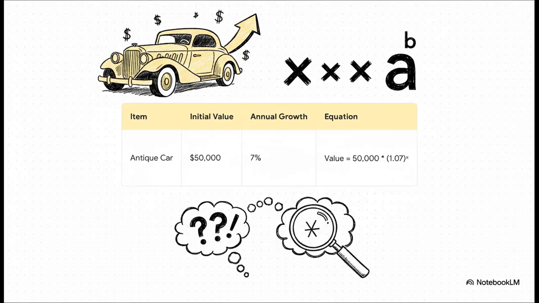And here's how we turn that real-world idea into an actual equation. Let's say a car starts at $50,000. To make it grow by 7%, we multiply by 1.07. If we do that for x number of years, we've just multiplied it by 1.07 x times. The language of exponents is the perfect way to write that down.